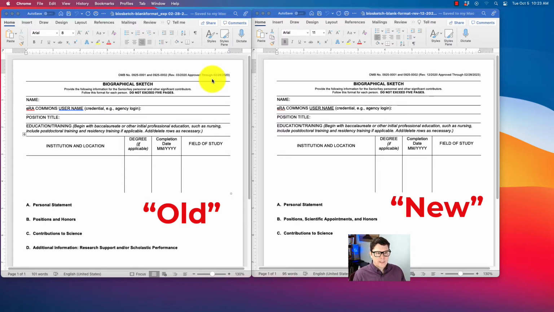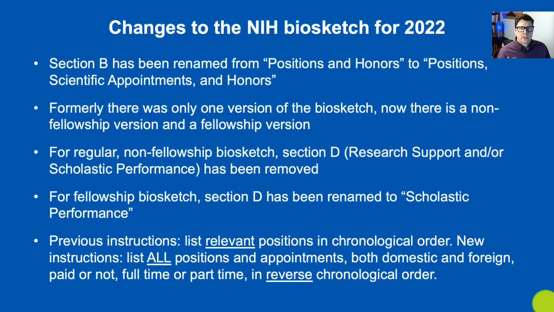Now, at first glance, they look pretty similar. In fact, the upper half of the template is the same. We'll quickly go over what is changing in the new form, and then we'll just talk about how to fill out the form. Let's discuss the changes to the NIH Biosketch for 2022. Section B has been renamed from Positions and Honors to Positions, Scientific Appointments and Honors. So that's a slight change in the name of that section, but there is some more substantial change for the requirements in that section also.